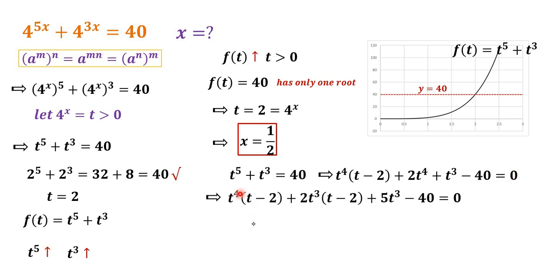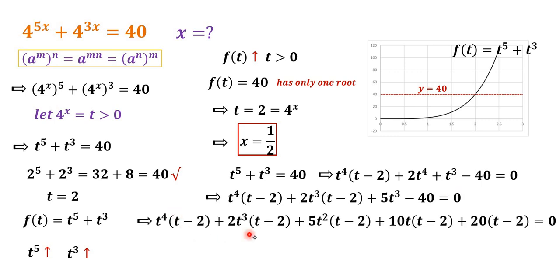Then we keep the first term, and then we make up one more t minus 2 here, and we make the term 2 times t to the power of 4. So we additionally minus 4 times t to the power of 3. Originally we have 1 t to the power of 3, so we plus 5 times t to the power of 3 minus 40 is equal to 0.